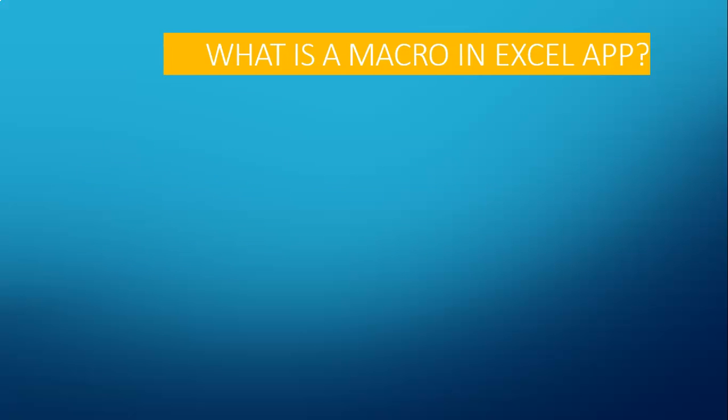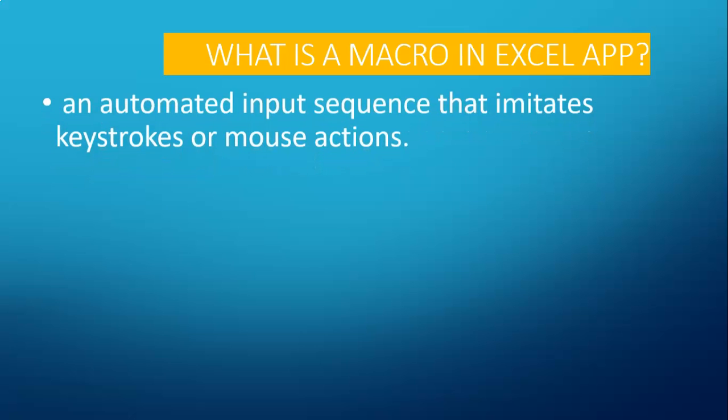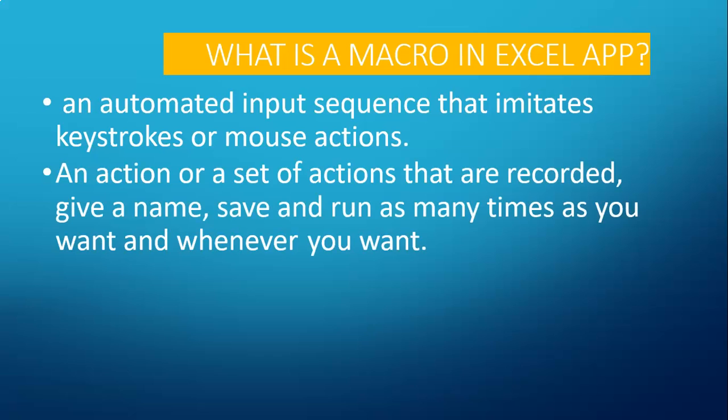So what is a macro in Excel applications? It is actually an automated input sequence where it imitates how we stroke the keys, and also what we do when we click the mouse. These actions or set of actions will be recorded, and then we will give them a name and save it, and when we want to use it, we will run it on the next sheets or the next workbook. We can run it as many times as we wish and whenever we want.